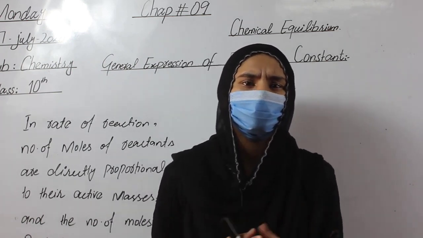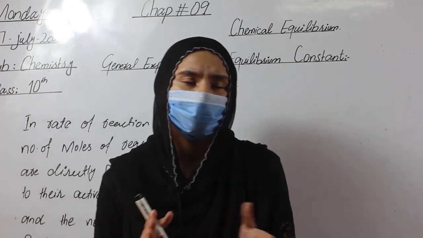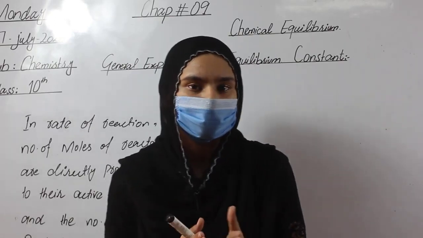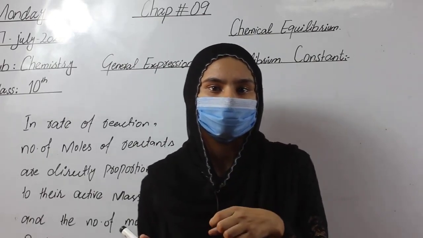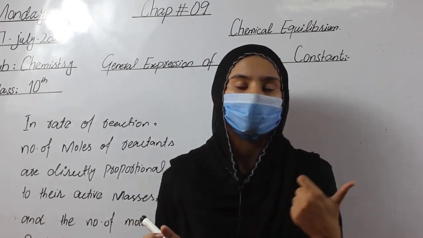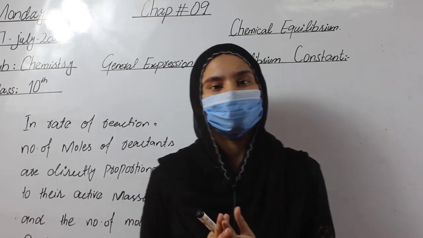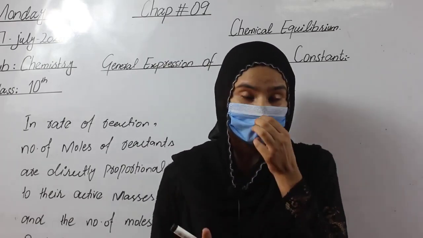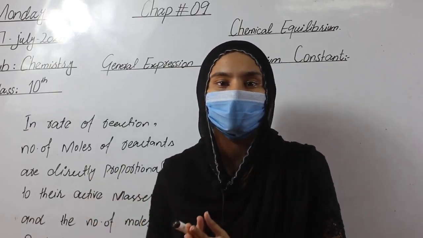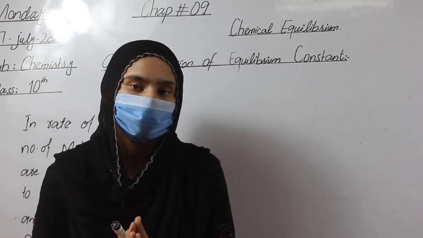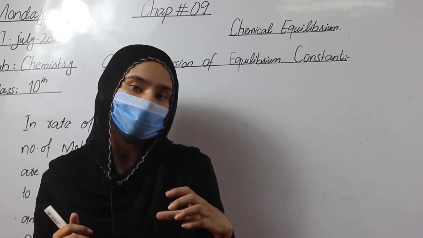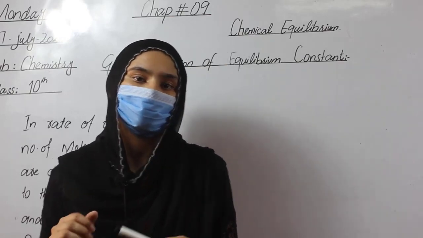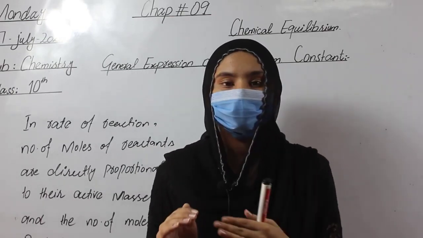In the law of mass action we discussed that the rate of a chemical reaction has a direct relation with the active masses of the reactants, and likewise the products have a direct relation with their active masses. In the case of the general expression for the equilibrium constant, the law of mass action has some amendments, some new improvements.